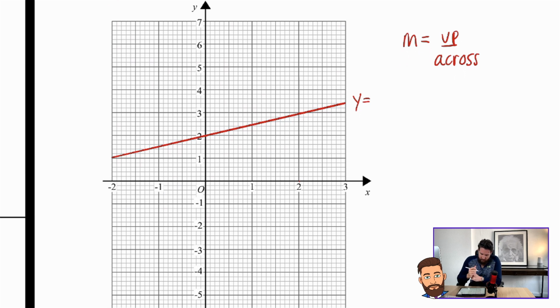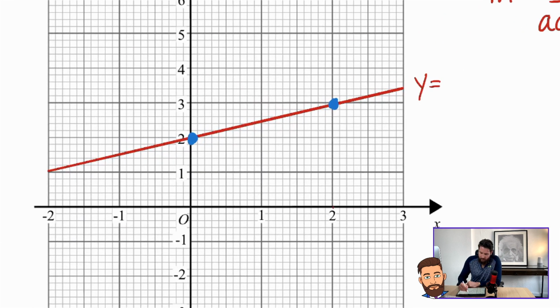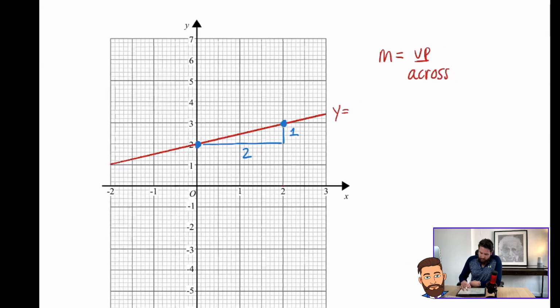We can draw 2 points. So I'm just going to draw a point here and a point here. And again, you can draw these points wherever you want, providing they are on the grid, where the grid crosses each other. So let's check with our triangle. How far across is this and how far up is it? Well, across is, we're going from 0 to 2. So it's going to be across 2. And we're going up 1 little square, which is worth 1 unit. So it's across 2, up 1.